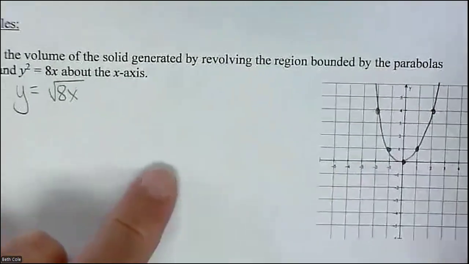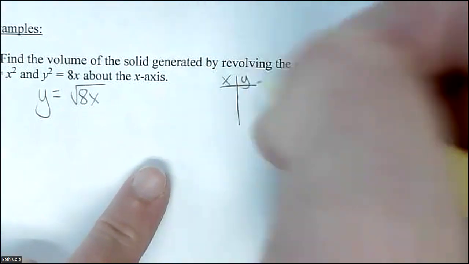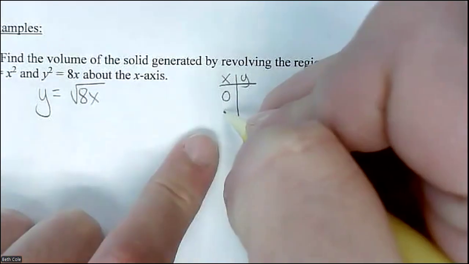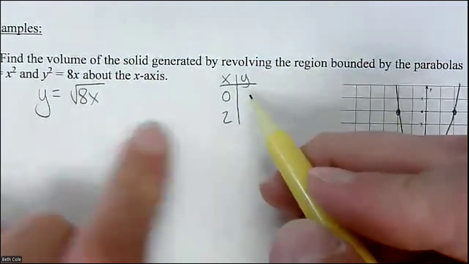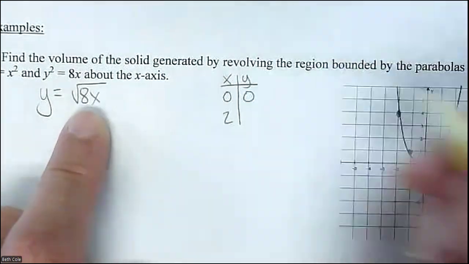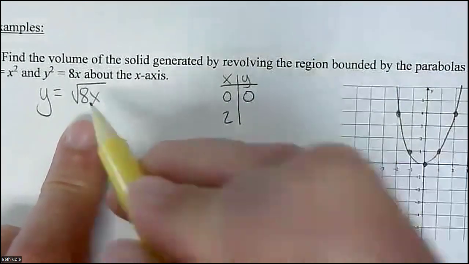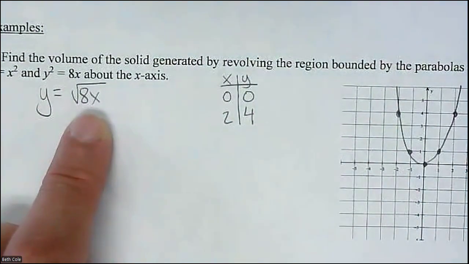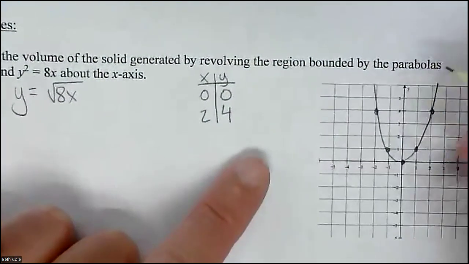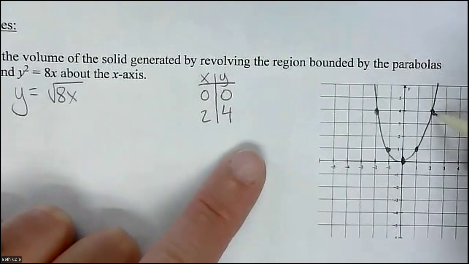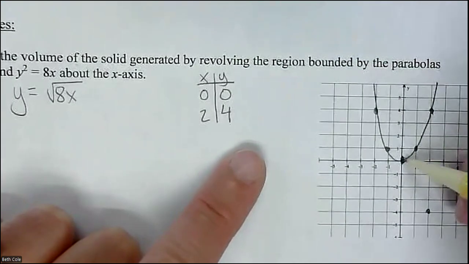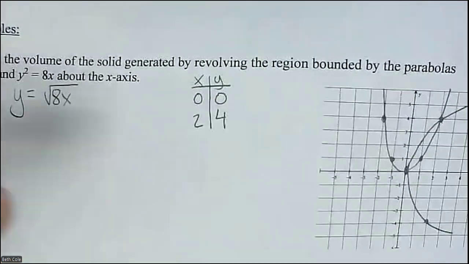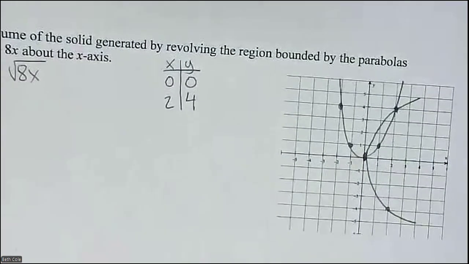So if you want to make a table of values, what do you want to try and plug in for x? What's the easiest number? Oh, 0, and then 2 would be the next one, yeah. So if you plug in 0, you're just going to get 0. If you plug in 2, you get square root of 16, which is 4, and you're actually also going to get negative 4. I should have put the plus minus in there, but you'll see what I mean in a second. So 0, 0, 2, 4, and 2, negative 4. So it's a sideways parabola. It's going to look like that. So you have two parabolas, one right side up and one sideways.